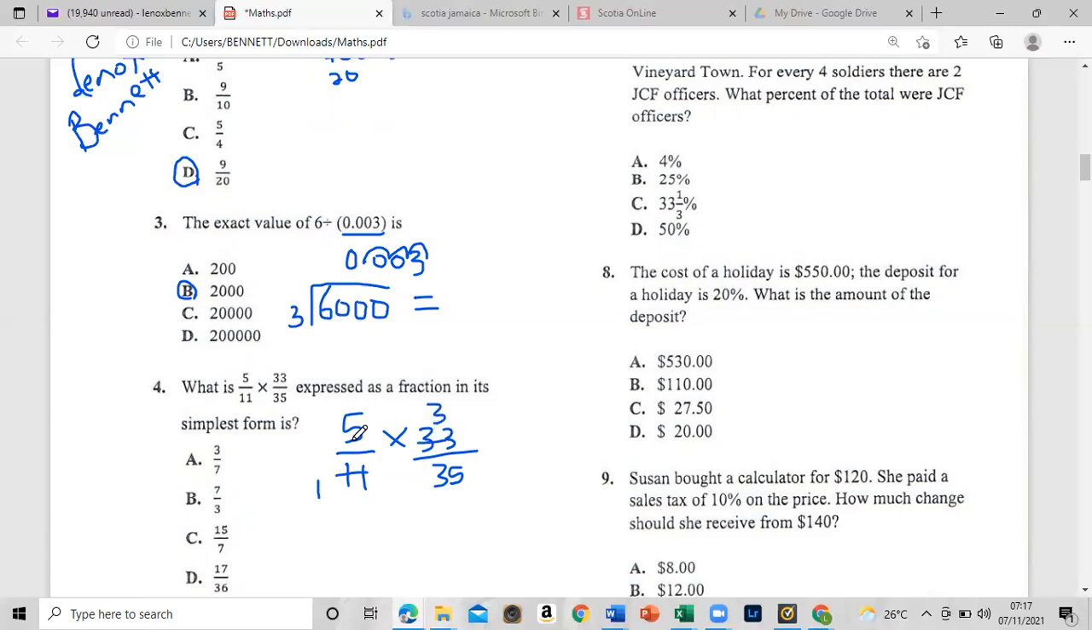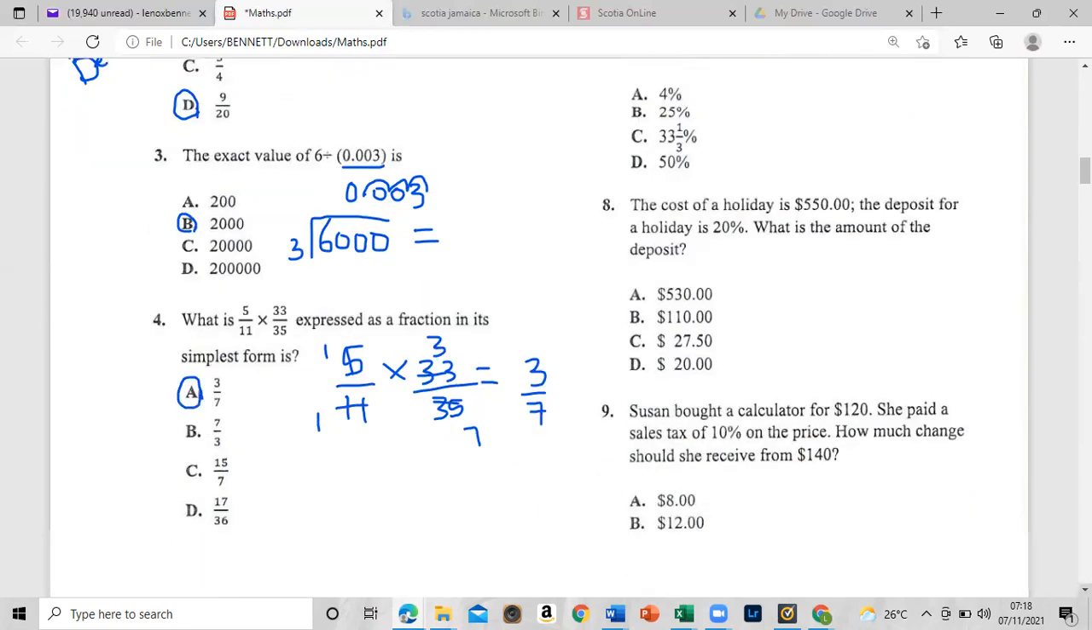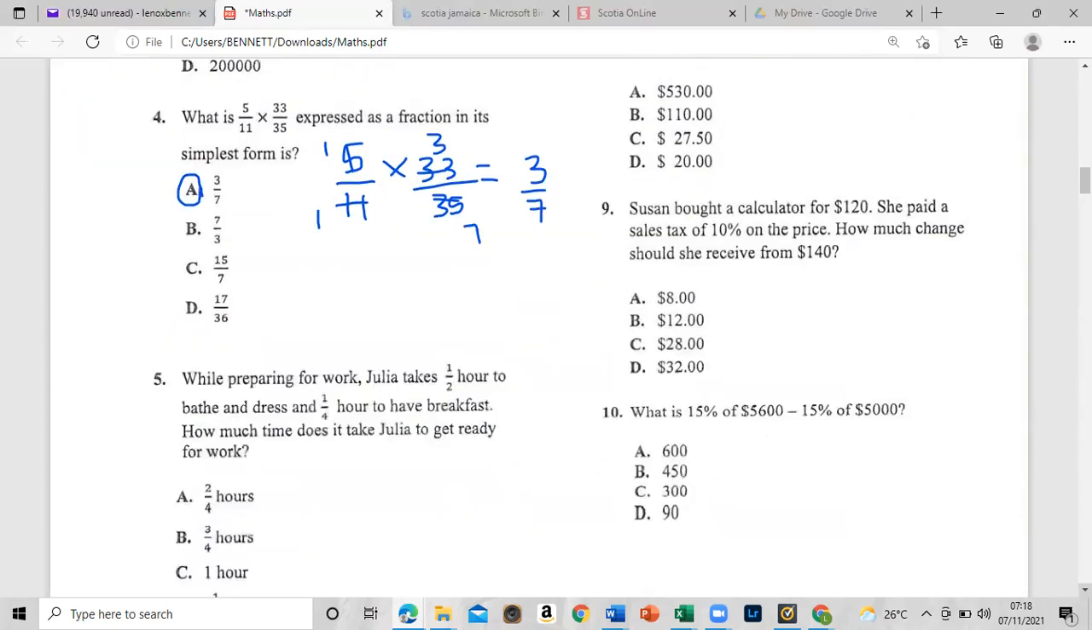Let's see if there's a number for 5. So 5 into itself 1, 5 into 35, 7. So that would be 1 times 3, that's 3 over 7. So that's 3 over 7. And almost put 7 over 3. Guys, with multiple choice, you have to be very, very careful, all right? So it is E.